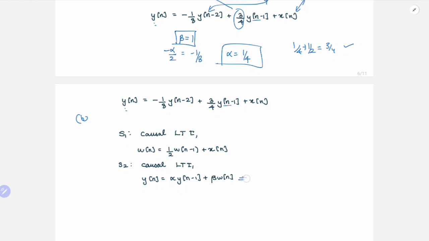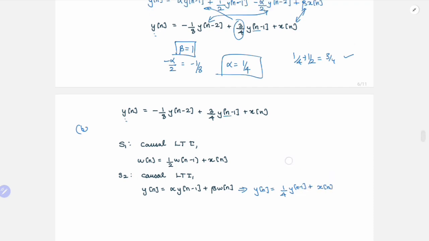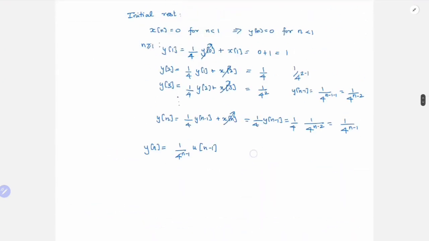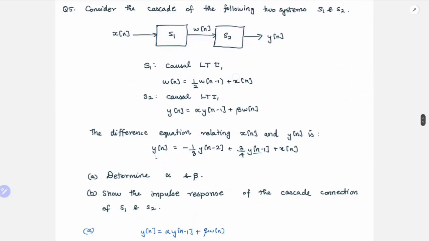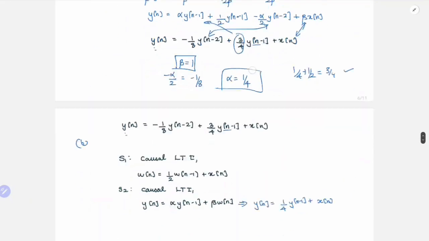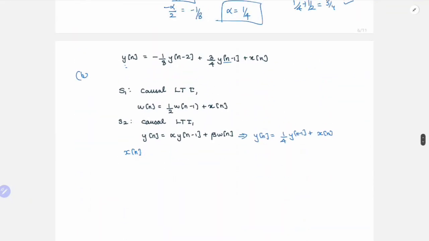Okay. So this is going to be nothing but y of n equal to alpha is 1 by 4 y of n minus 1 plus beta is 1 x of n. So this form you already know from the previous, I think we solved it previously, right? But here we want to find the impulse response. Which means that your x of n is equal to delta of n. Or in general, we want the input of these to be x of n and then find the h1 of n and h2 of n. So then what will be this case?